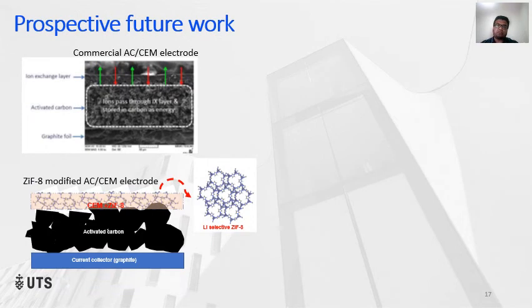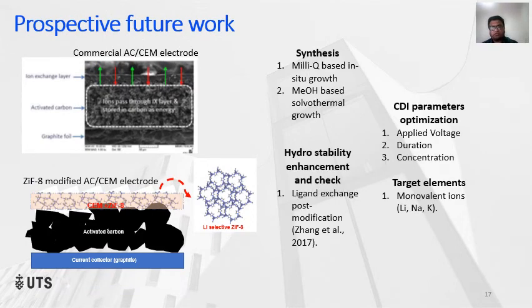Finally, although GF8 promoted lithium selectivity in our electrode, there are a number of challenges to overcome. For instance, the low stability of GF8, non-uniform in situ growth, and integration of the GF8 framework with monovalent selective cation exchange membranes.